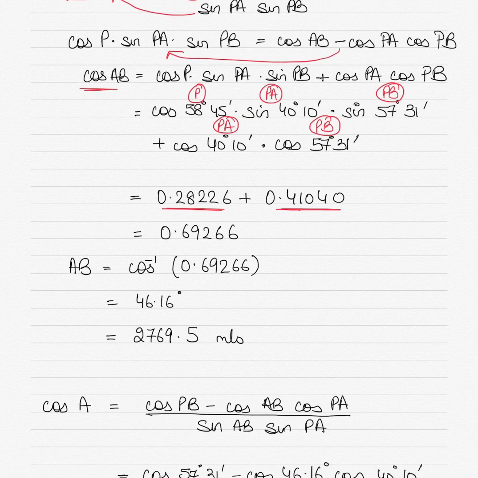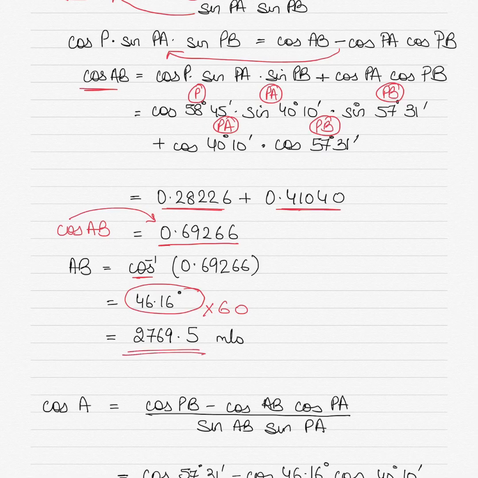I'm hoping that my values are correct. And then you get cos AB equals 0.69266. So take cos to the other side, which will make it cos inverse of the value, and you will get AB as 46.16 degrees in your calculator. Multiply this by 60 to get the great circle distance. So 2769.5 is the distance. So one part of the question is done.